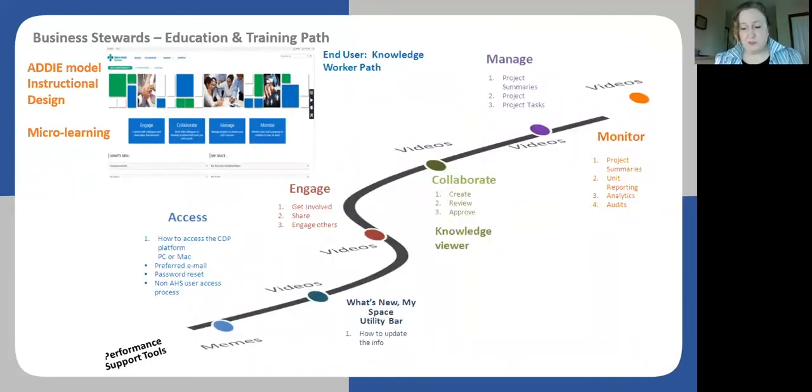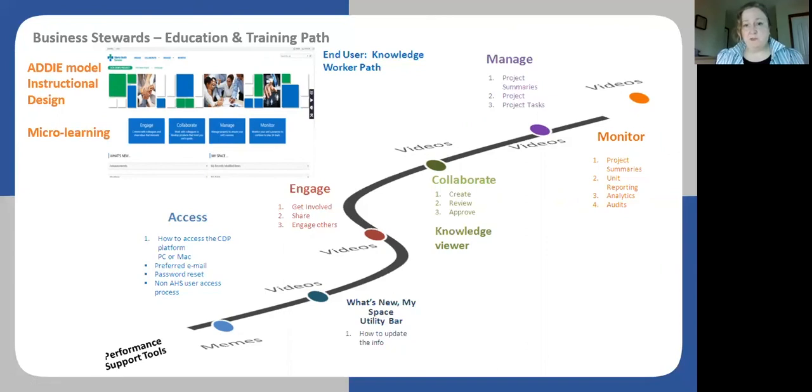Important, of course, people are the center of all of this. They are using it, so training, instructional design, and training had to be prepared. We built a path for the knowledge worker and user, and we use microlearning to support that for every component of the platform. For engage, collaborate, manage, and monitor, they could really go and pick the areas that they wanted to learn first.